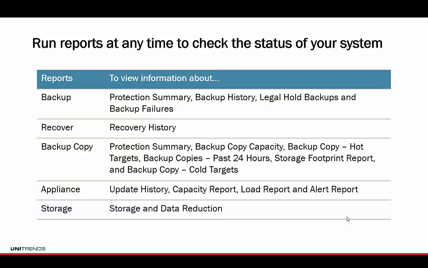The big areas for the reports are backup, recover, backup copy, appliance, and storage. When you look at the backup area, there's a breakdown of the protection summary, backup history, legal hold backups, and backup failures. For recovery reports, we have the recovery history. For backup copy, we have protection summary, backup copy capacity, backup copy hot targets, backup copies past 24 hours, storage footprint report, and backup copy cold targets. For the appliance reports, we have update history, capacity report, load report, and the alert report. And under storage, we have storage and data reduction.